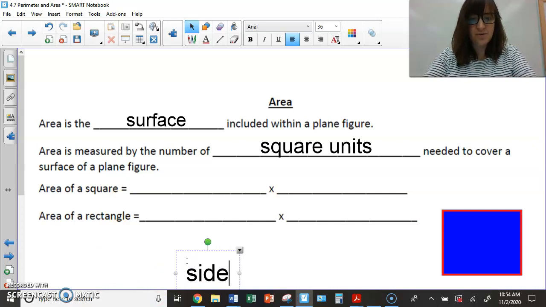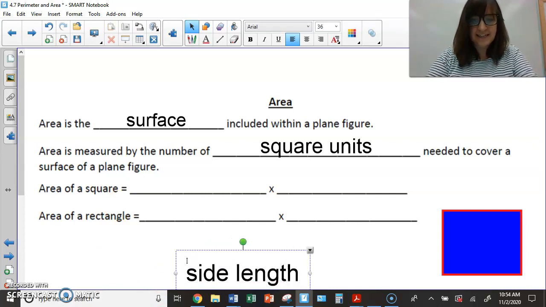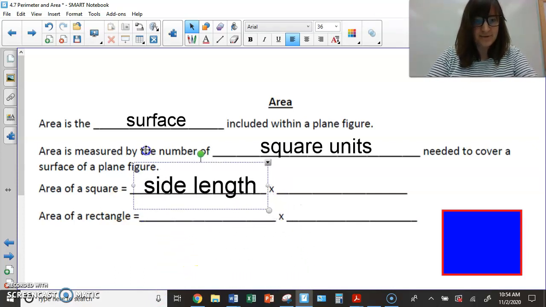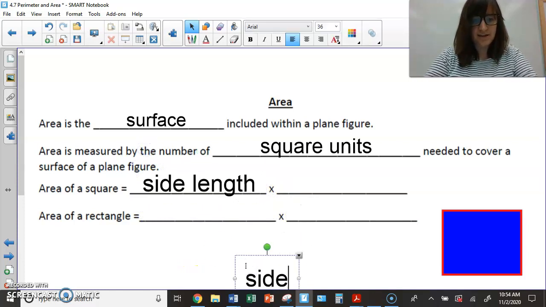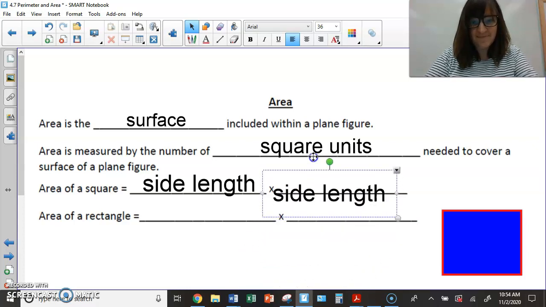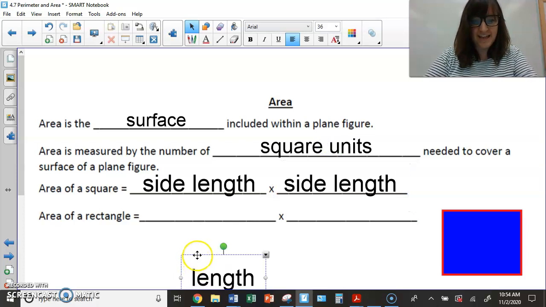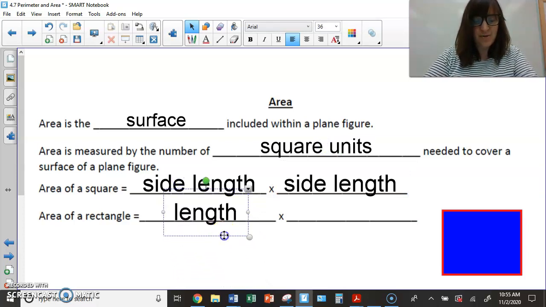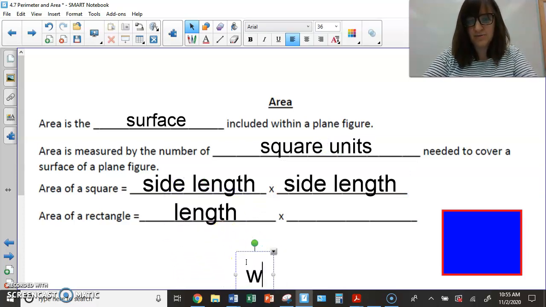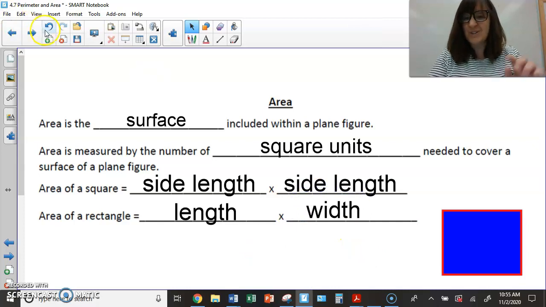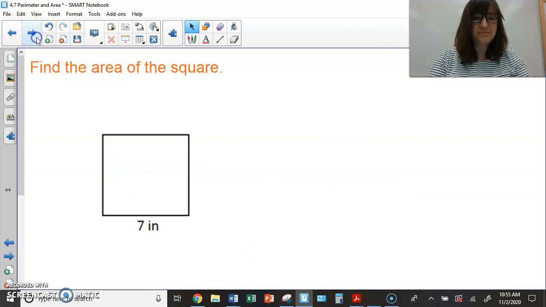For the area of the square, you're going to multiply side length times side length because the side lengths are going to be the same, okay? And for the rectangle, you're going to multiply the length times the width, which is the same thing as what we do for squares, but for rectangles, you might have slightly different lengths and widths. Okay, so let's jump in and see what that looks like.